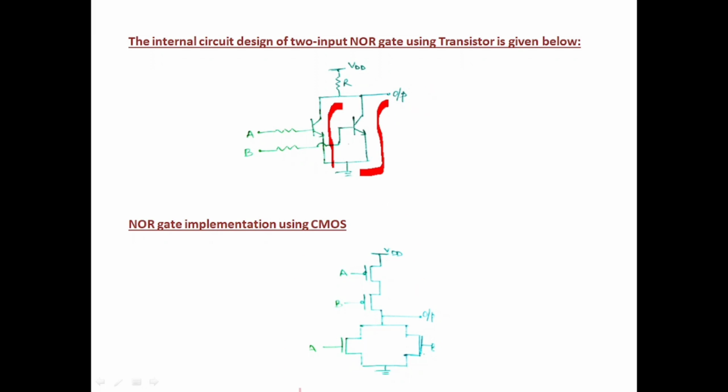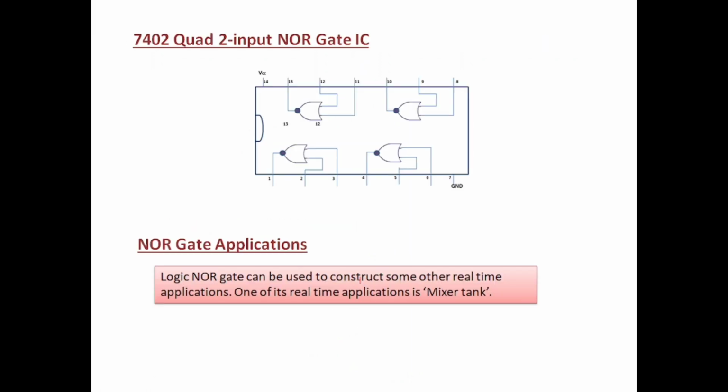Now this is the implementation of NOR gate using CMOS. Again only 4 transistors are used here, and for implementing other logic gates using CMOS, more transistors will be required. Now 7402 is the NOR gate IC, and it is used to construct some real-time applications, and one such application is in a mixer tank.